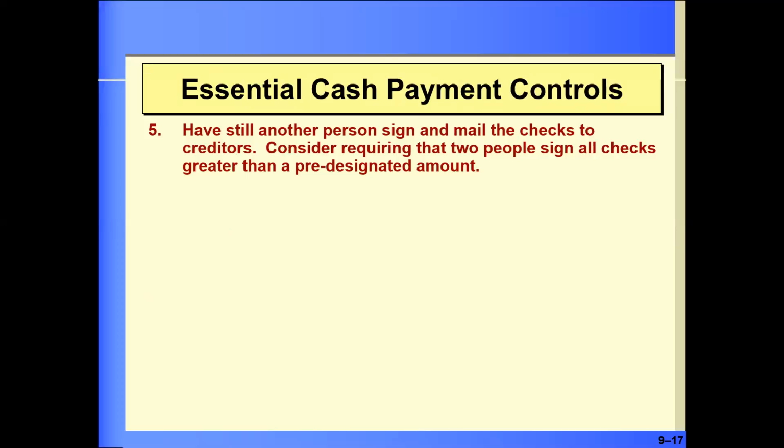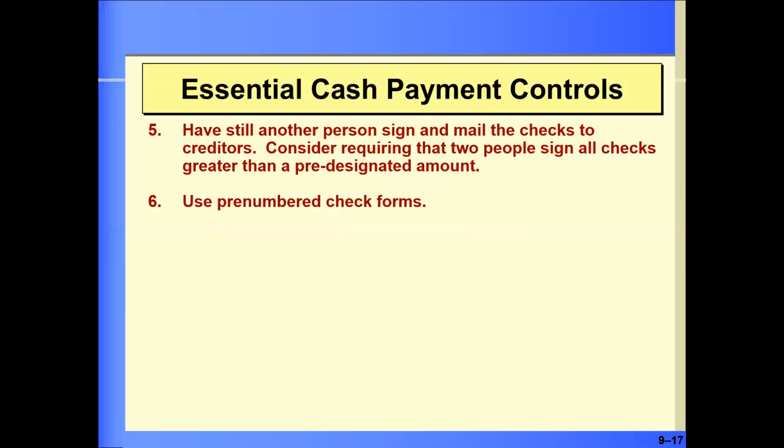And consider requiring that 2 people sign all checks greater than a pre-designated amount. I totally agree with that. If it's over $5,000, $10,000, $100,000, depending on the business, then there should be 2 people signing checks over those pre-designated amounts. Because one person, no matter what, should not have the ability to just sign the check as one person.